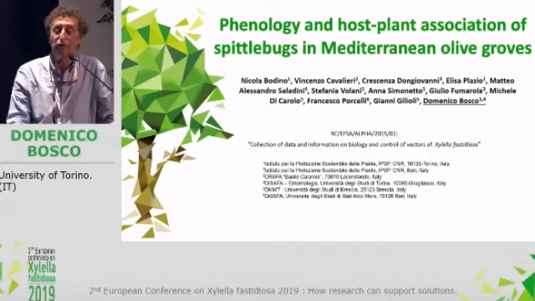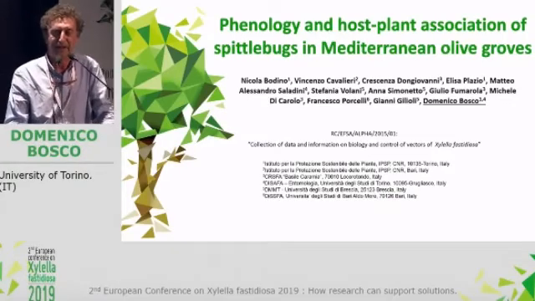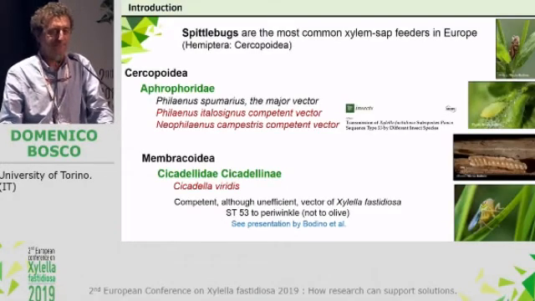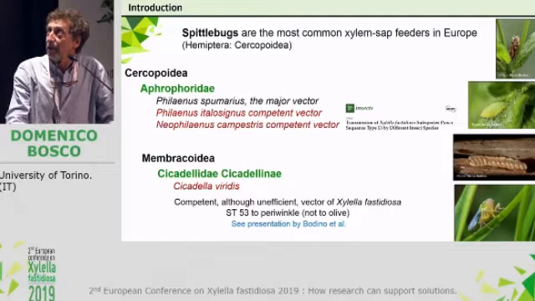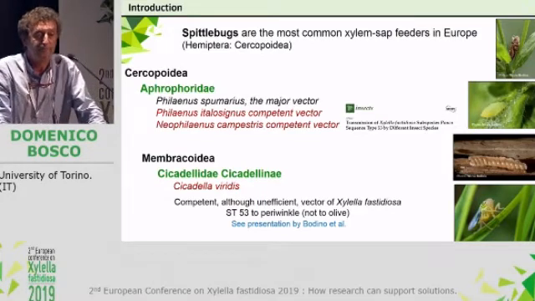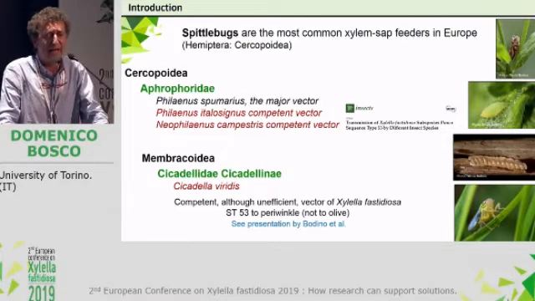in Mediterranean olive groves, and this research has been funded by EFSA. And we know that in Europe, spittlebugs are the most common xylem sap feeders, unlike in the Americas. And among these spittlebugs, we know very well that the most common, abundant, ubiquitous species is Philaenus spumarius, which is also the major vector of Xylella in Europe.